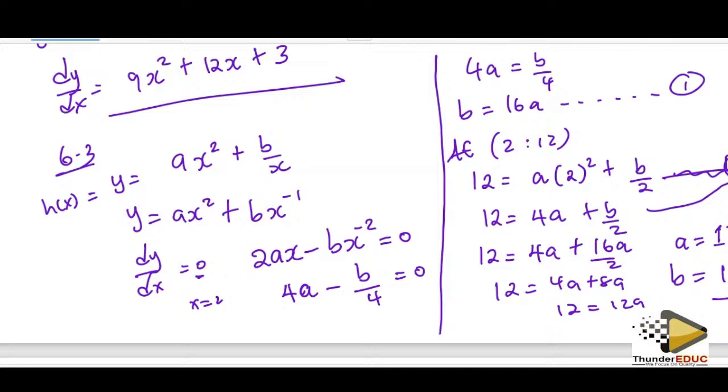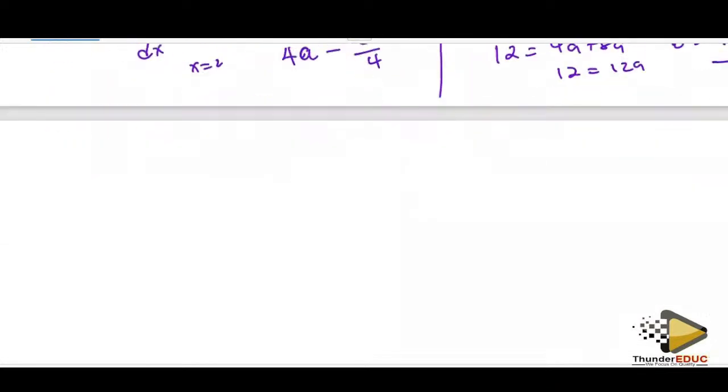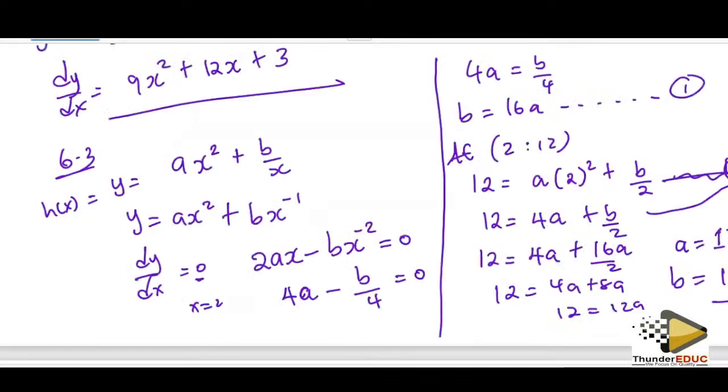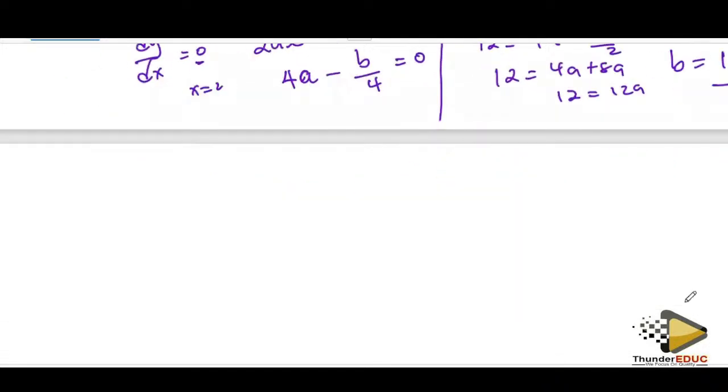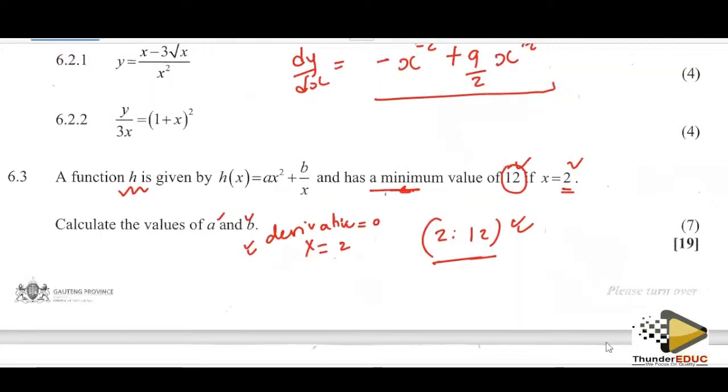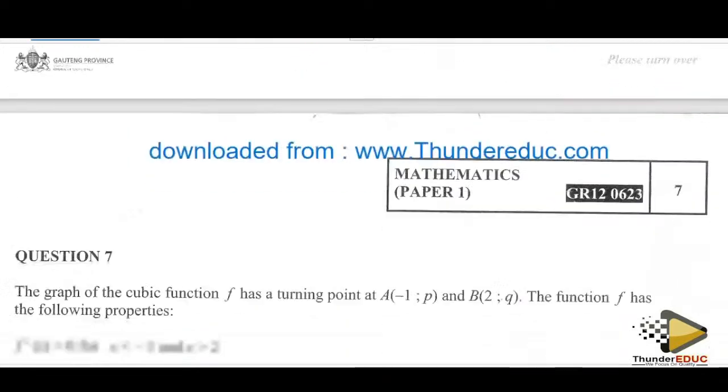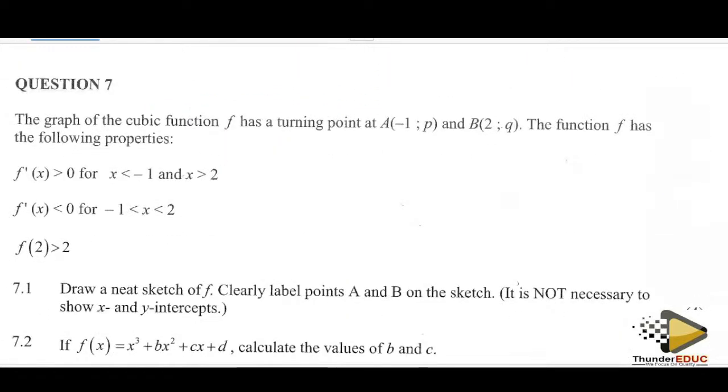All right, we move, guys. That was 6.3. 6.4. No, we don't have 6.4. It's just question 7. Okay, question 7. Still calculus.